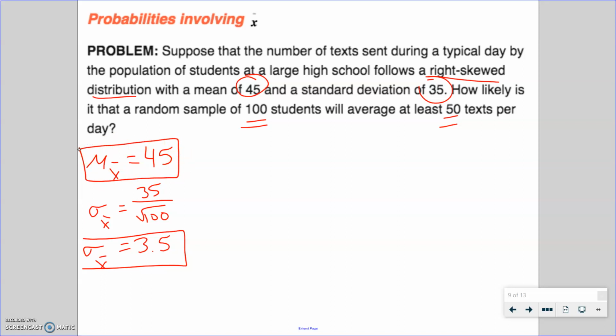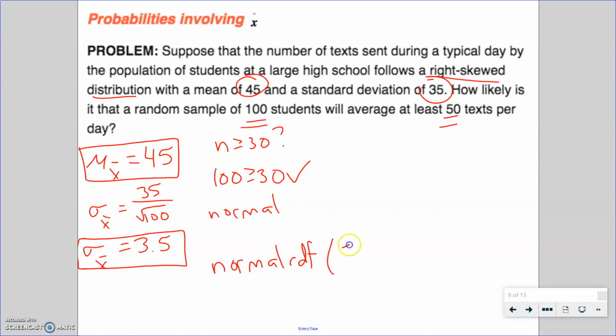Okay, so then the whole question is asking, will average at least 50 texts. Well, to be able to do that, I need to know if this is normal or not. Because this is the only thing I have to check, which is really nice. For proportion and for regular sampling distributions, we had to do that n times 1 minus p, which was a little more complicated, right? This one, it's purely if it's greater than 30, sweet. In this case, our sample of 100 is greater than or equal to 30, so we can say that it's approximately normal, allowing us to use normal CDF. Our lower bound is 50. Our upper bound needs to be a really big number, so let's say like 1,000.